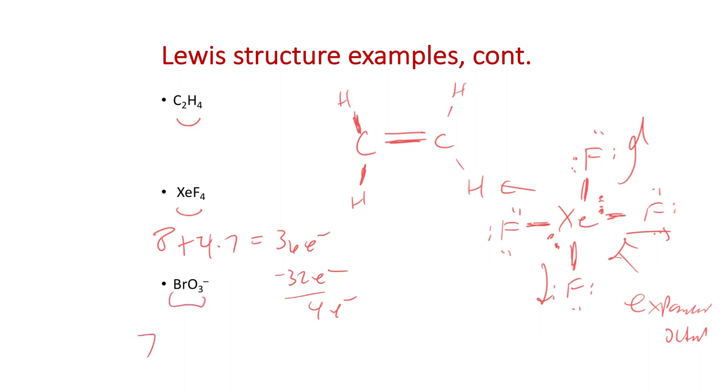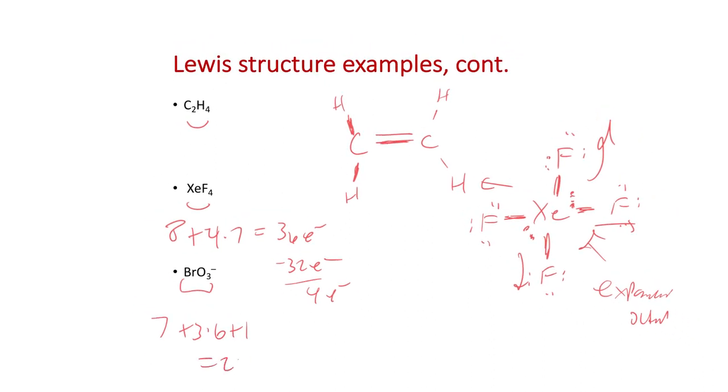BrO3 minus, so 7 for bromine, like chlorine and fluorine, plus 3 times 6 plus 1. That's 26 electrons. So we're going to get central bromine, 3 oxygens, lone pairs on the O's. We kind of need to do this because if we don't, we may not know if electrons go on bromine. So that's 24 electrons.